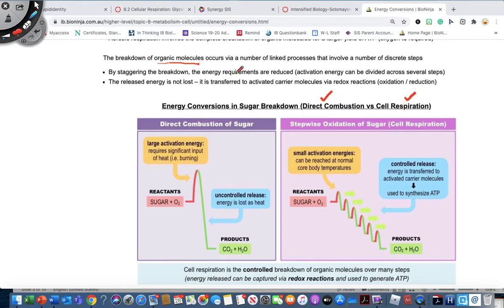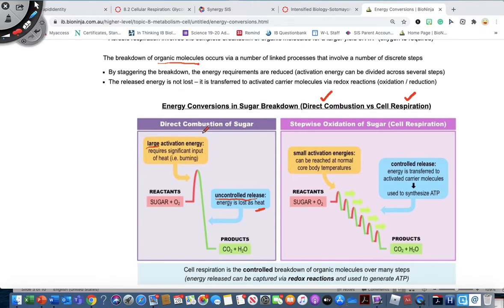Now, if I take sugar, for example, as a reactant and I burn it, then that is going to require a significant input of heat or a significant input of energy. So I require a large activation energy. And then when I burn that sugar, I'm going to get some sort of an explosion. Maybe not a very drastic explosion, but an explosion in the sense that the energy is lost as heat. So we get an uncontrolled release of heat. Eventually, I'm going to end up with my products that are carbon dioxide and water.